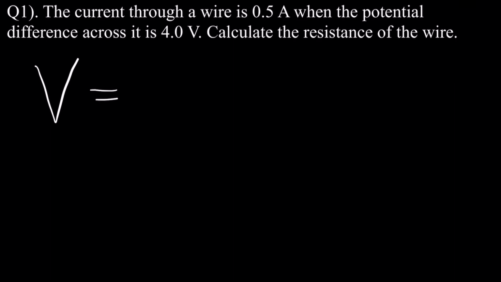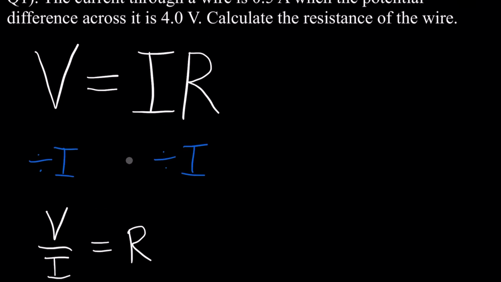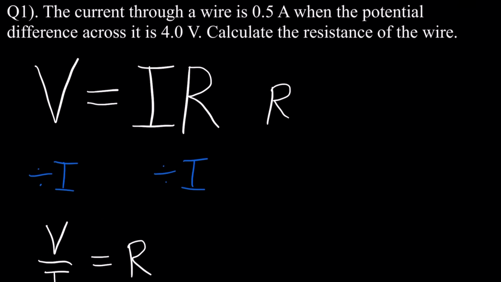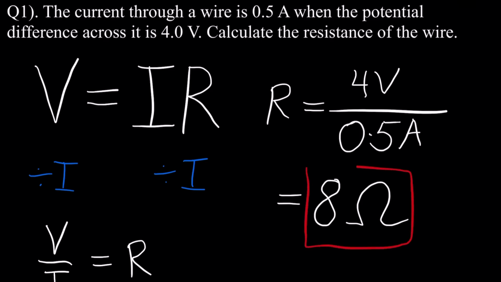So V equals IR, but the question wants us to find the resistance, so we need to rearrange this equation first before we can answer this question. So we divide both sides by I, and we get V over I equals R, or R equals V over I. So now we substitute 4 volts and 0.5 amps into this equation. So we get R equals 4 volts divided by 0.5 amps, and the answer to this is 8 ohms. So 8 ohms is the final answer to question 1.